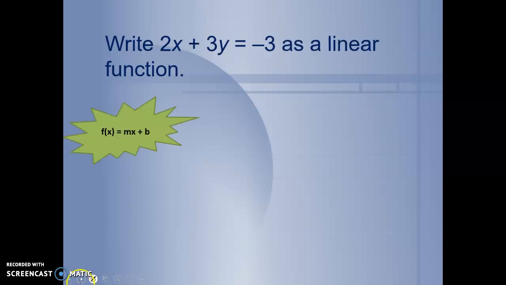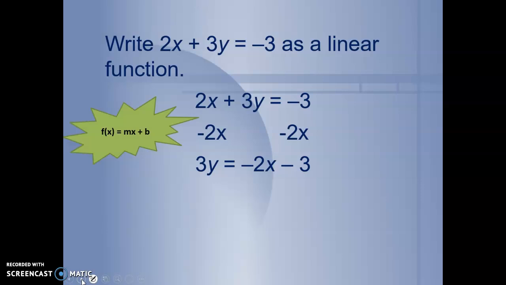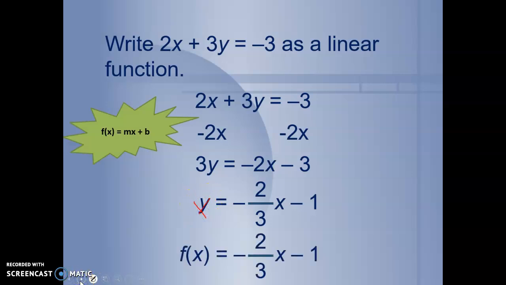Let's go ahead and write 2x plus 3y equals negative 3, that's standard form, as a linear function. The first thing we want to do is solve for y. So we'll subtract 2x from both sides and get 3y equals negative 2x minus 3. We then do have to divide everything by 3 to get the y by itself. Y equals negative 2/3 x minus 1. And then we're going to swap out our y for f of x. F of x equals negative 2/3 x minus 1.